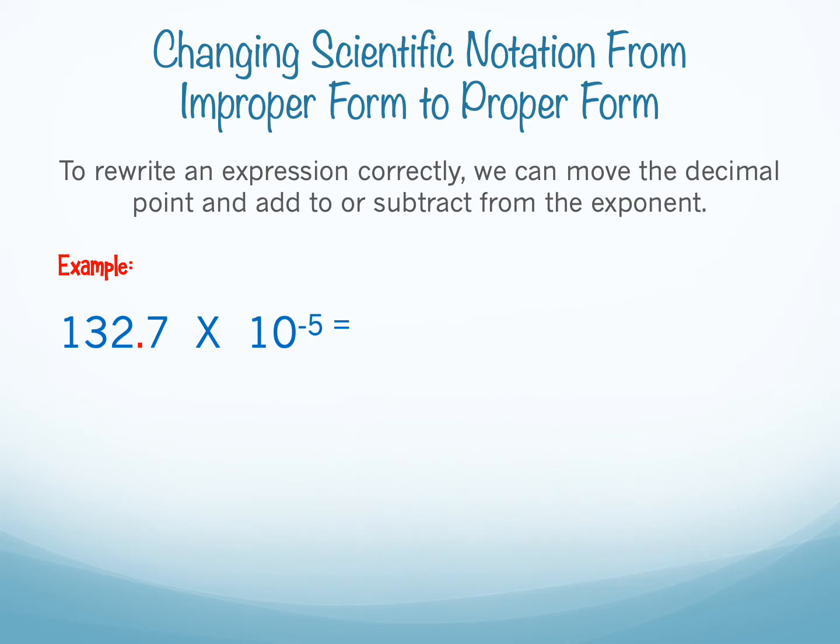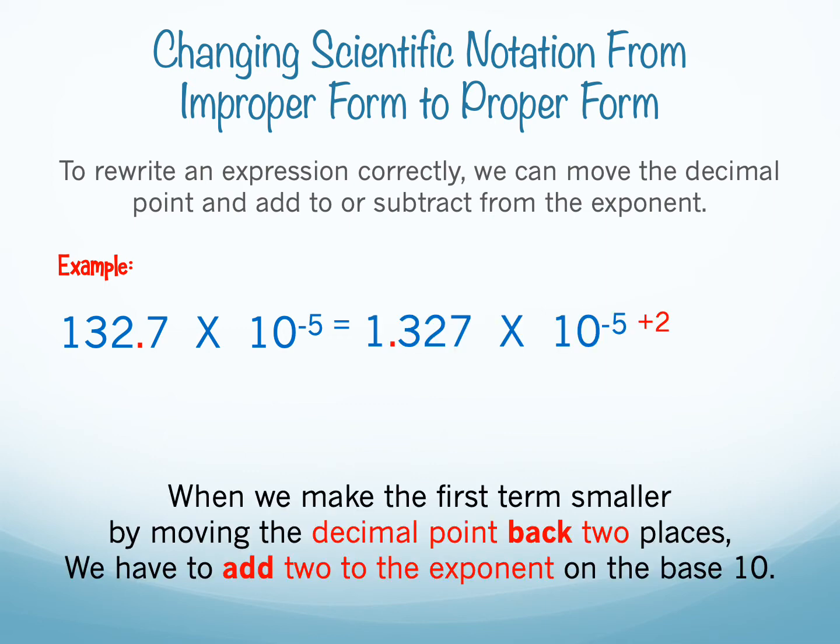Here's another example. In this case, our decimal point must be moved back two places. Since we moved our decimal point back two places, we add 2 to our exponent. And we get a final answer of 1.327 times 10 to the negative 3. When we make the term smaller by moving the decimal point back two places, we have to add that many places to the exponent on the base 10.